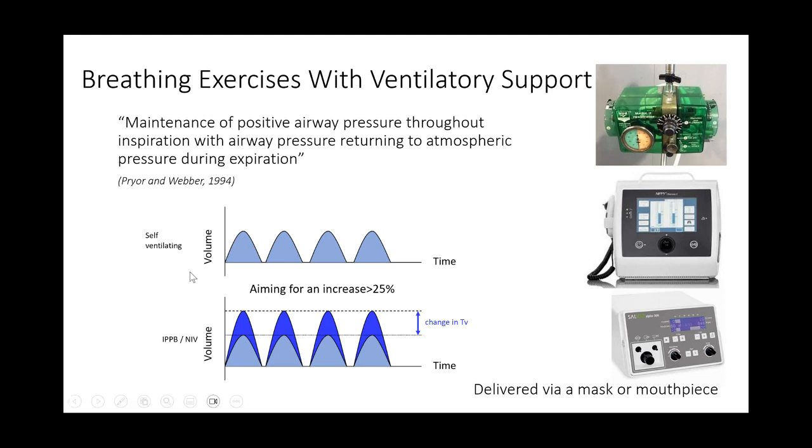And the device is triggered, so the patient must be spontaneously breathing. So if we think about the self-ventilating patient, here are their volumes. What intermittent positive pressure breathing is aiming to do is to produce this change in the tidal volume, and we're looking for at least an increase of 25%. This is done by you setting the flow to give a slow, deep inspiration with a maximum pressure cutoff, allowing the patient to have a deeper breath in.